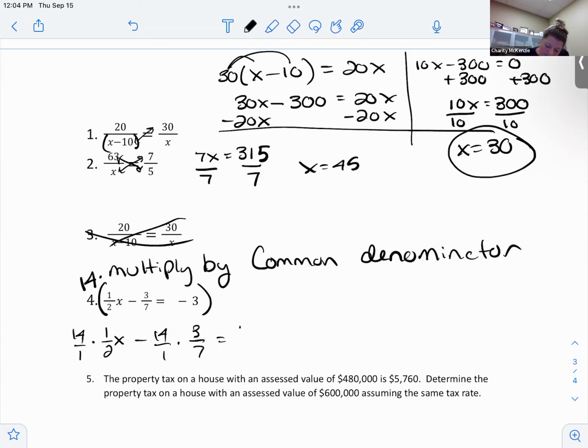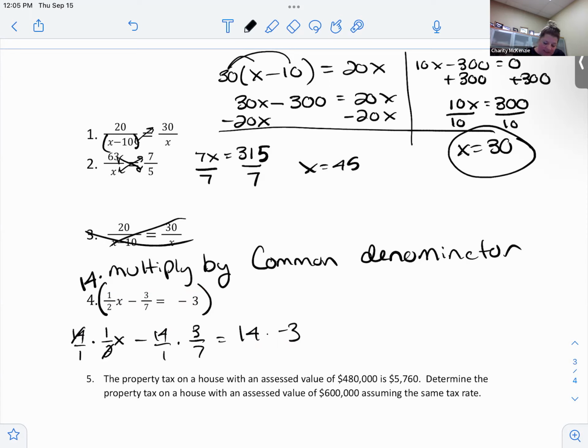minus 14 over 1 times the 3 sevens equals 14 times -3. I wrote it in front because I went to write it behind and it looked weird with the x, so we'll just write it in front. So did I times 14 by every single term? Yeah. So it's here, right? This term has a 14, this term has a 14, and this term has the 14. Then I simplify it, and it looks harder than it is.